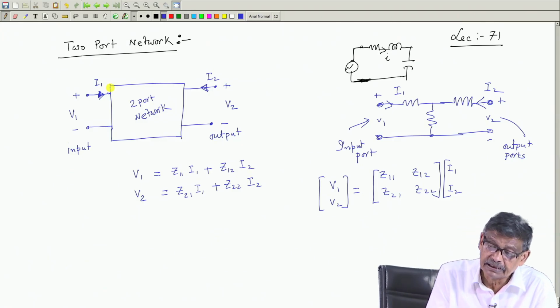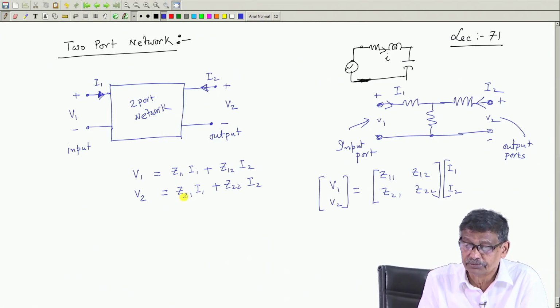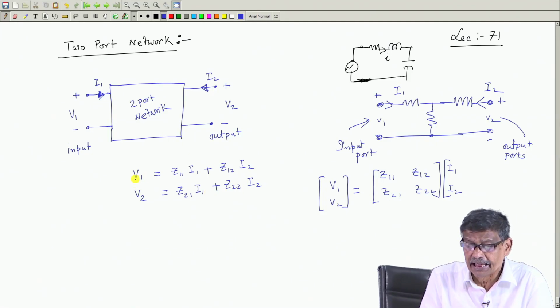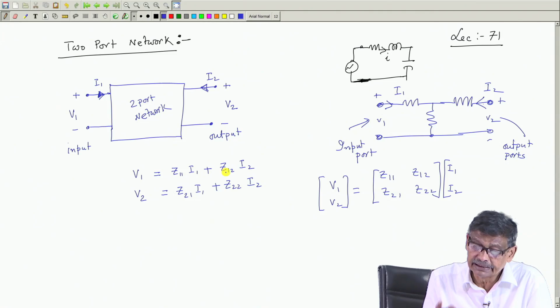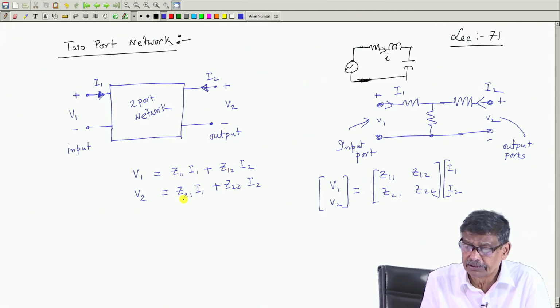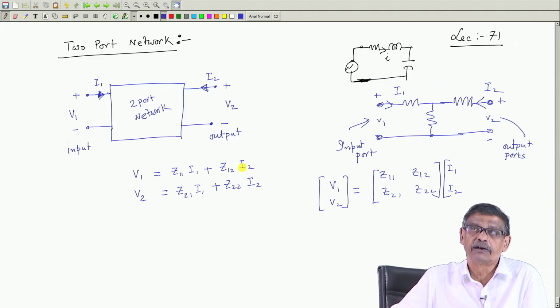So, if a network is given in the form of a black box, I do not know Z 11, Z 12, Z 21 and Z 22, but I know perhaps these voltages V 1 and V 2 can be expressed in this form. Then the question is how to get these values of these impedances. How much is Z 11? How to model this two port network in this fashion? Z 11, Z 12, Z 21 and Z 22 must be known, then only useful utilization of these two equations can be carried on.